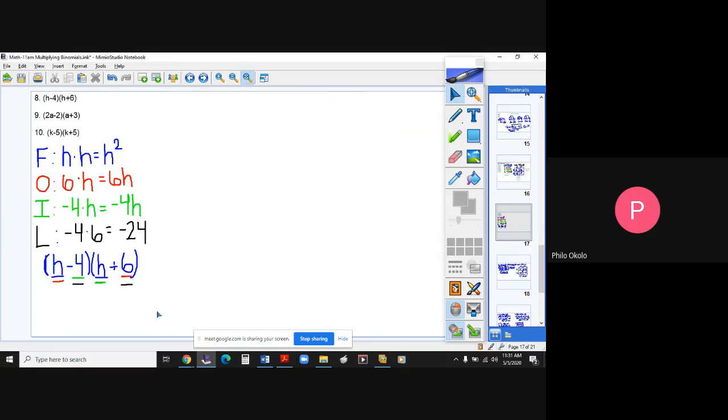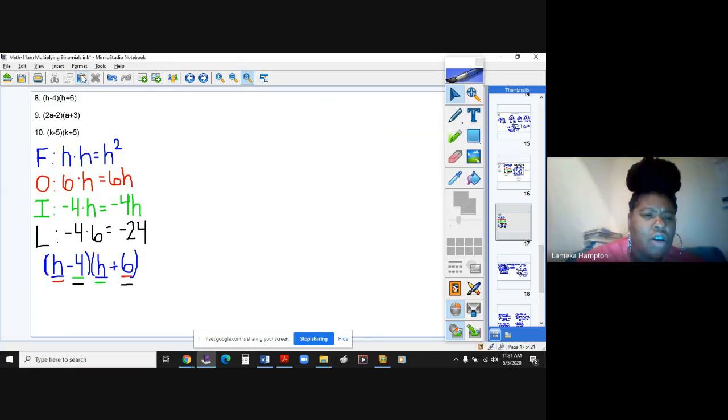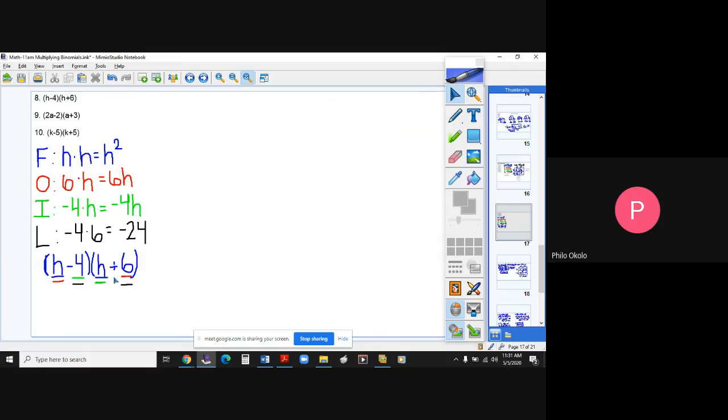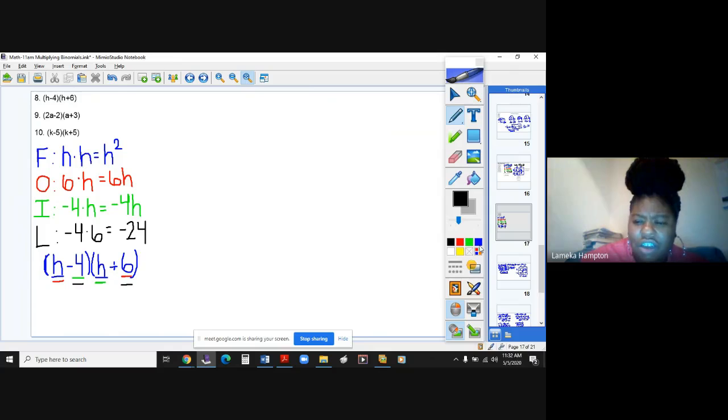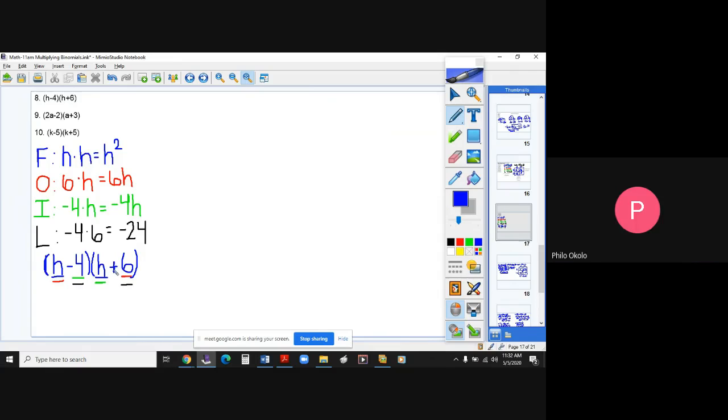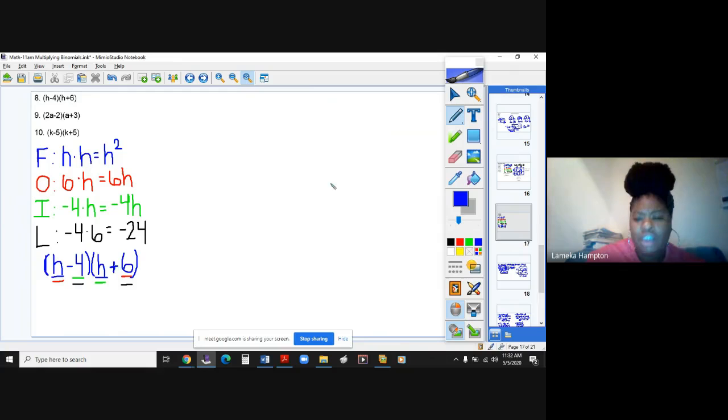Because the write up looks like division. Oh, okay, you said this one looks like division. I can see why that looks like division. Thank you, Miss Philomena, because I was getting confused. I don't see any division.